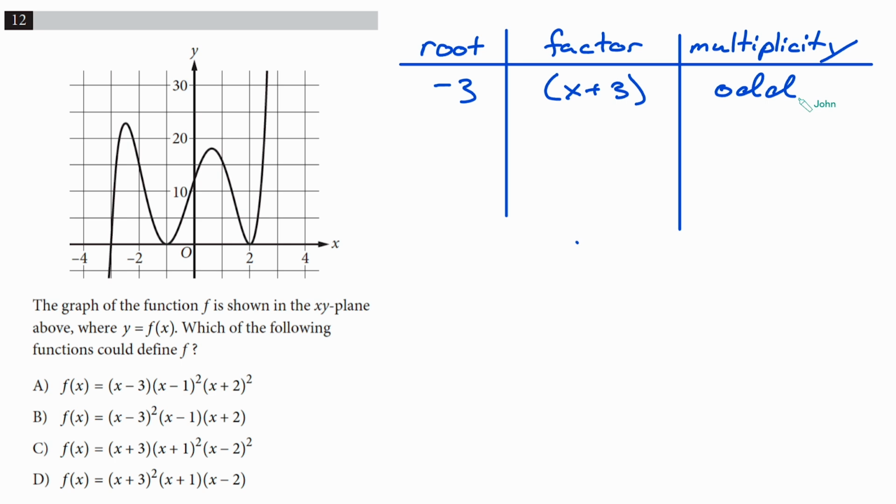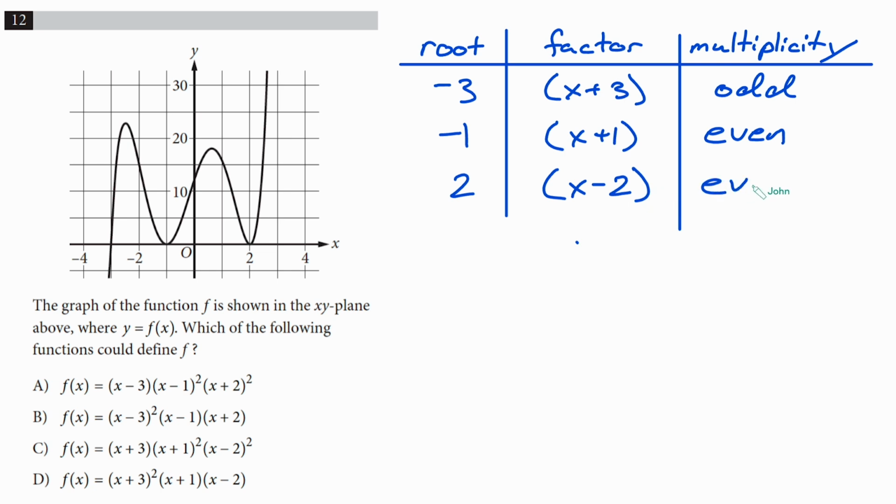The function touches the x-axis at -1, but doesn't cross it, which means the function has a factor of x plus 1, and that root has even multiplicity. The function also touches the x-axis at 2, but doesn't cross it, which means the function has a factor of x minus 2, and that root also has even multiplicity.